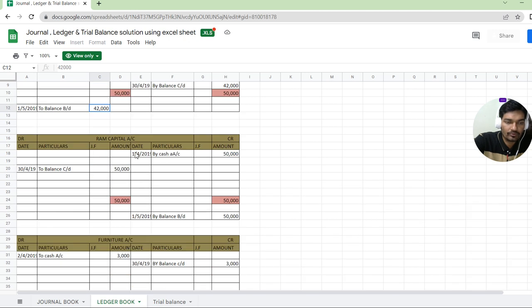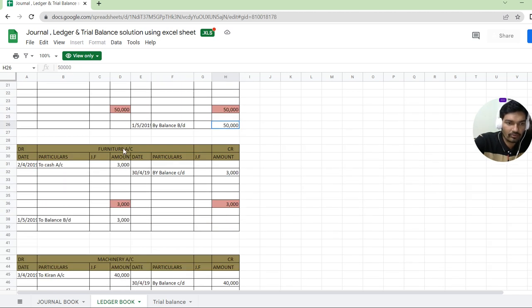Similarly, in Ram's capital account, there is no debit balance. Only the credit side 50,000 is available. So 50,000 rupees we have to show here, the same amount we transfer here. We can imagine that this is 0, there is no balance. So 50,000 minus 0 is 50,000. This is the closing balance, so we write to balance carry down. As on 30th April 2019, the closing balance under Ram's capital account is 50,000. This is carried forward to the next month, May 1st 2019, by balance brought down 50,000.